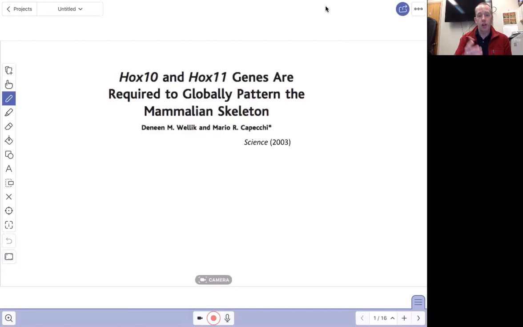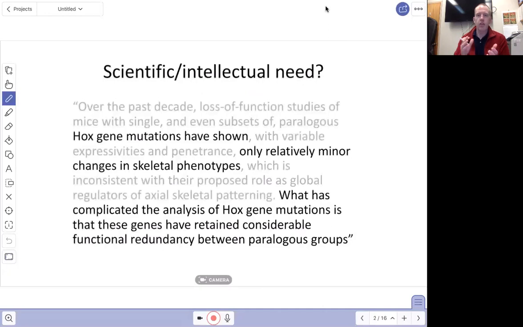This is a presentation of the paper "HOX10 and HOX11 genes are required to globally pattern the mammalian skeleton" by Wellik and Capecchi in 2003 in the journal Science. And the first thing that's useful to know about this paper is what is the problem they were trying to solve? What was the scientific or intellectual need or basis for this work?